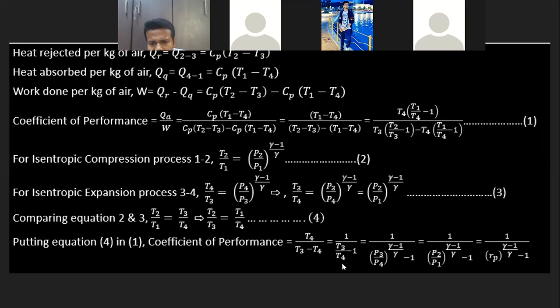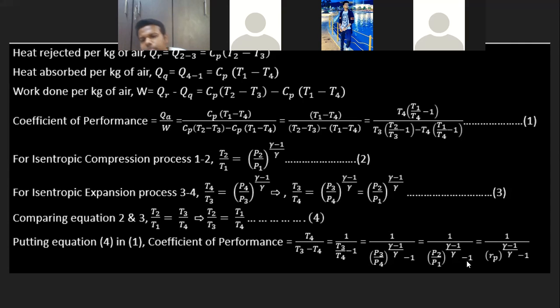What is the value of T3 by T4? We have that value. T3 by T4 is nothing but P3 by P4 raised to power gamma minus 1 by gamma, and it is the same as P2 by P1 raised to power gamma minus 1 by gamma. So the same value I put, P2 by P1 raised to power gamma minus 1 by gamma.